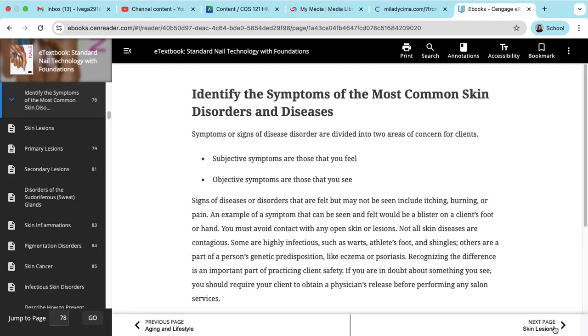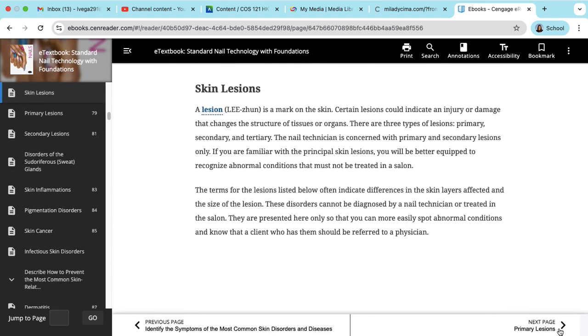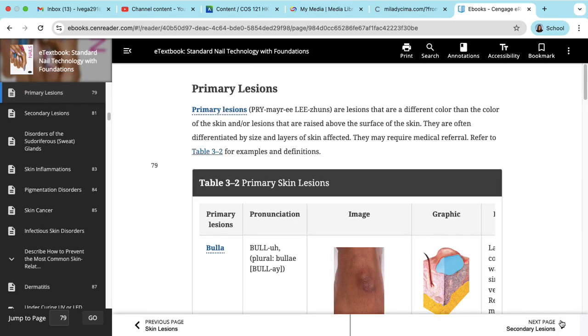Some symptoms of skin disorders, we have to pay attention to these. A lesion is a mark on the skin. There are 3 types. We have primary, secondary, and tertiary. Primary lesions are a different color than the color of the skin and are raised above the surface of the skin.